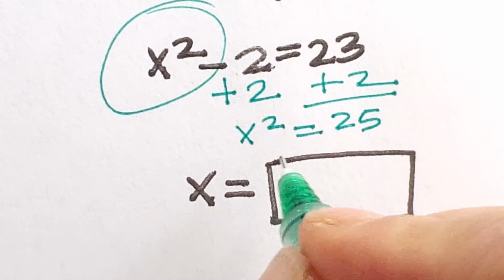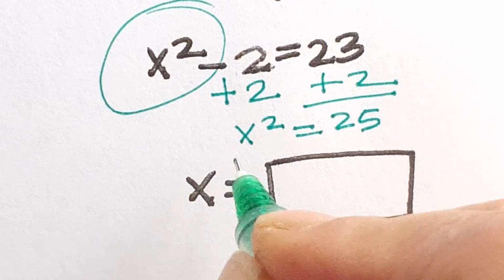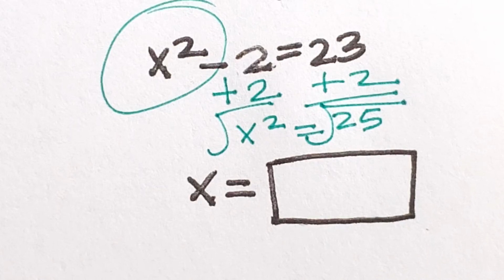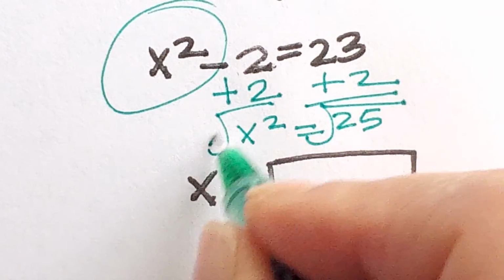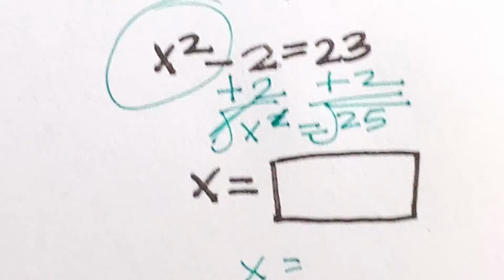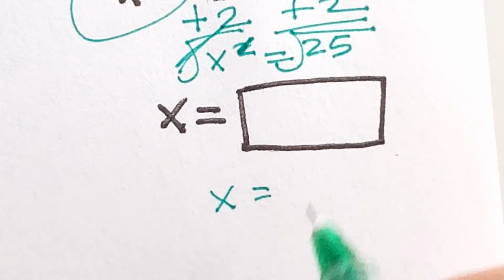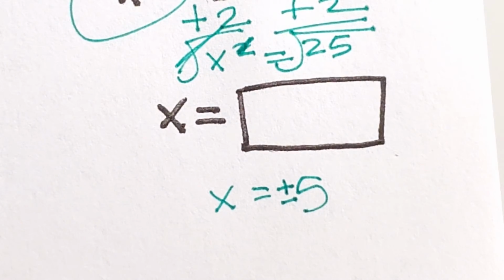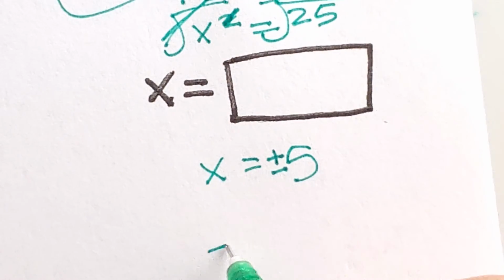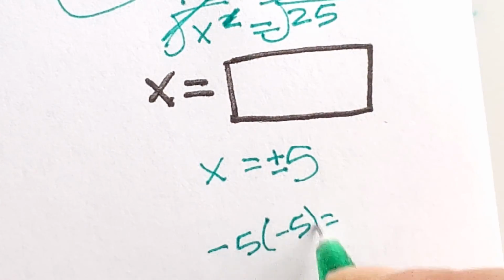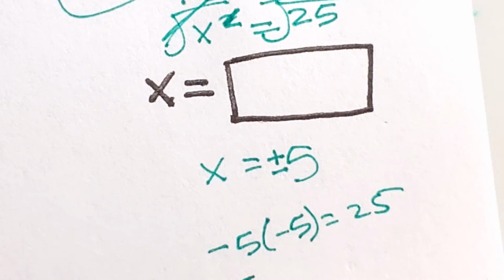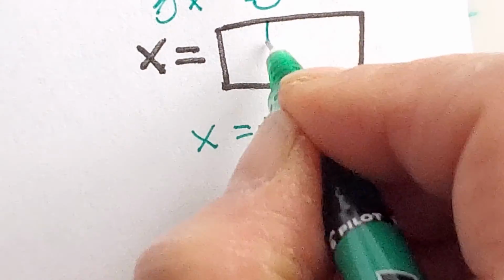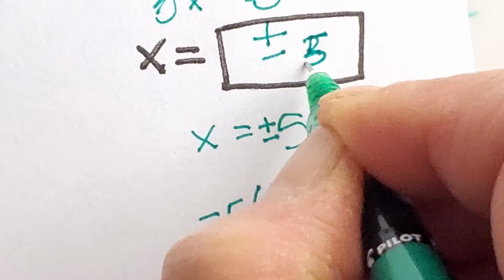Now I need to get rid of this 2 because I need to solve for x, so I square root both sides, and these cancel. Remember, I'm left with x equals the square root of 25, which is 5, because 5 times 5 gives you 25, but it's plus or minus. Because remember, minus 5 times minus 5 gives you positive 25, and then positive 5 times positive 5 still gives you 25. So you have to put the plus or minus 5.